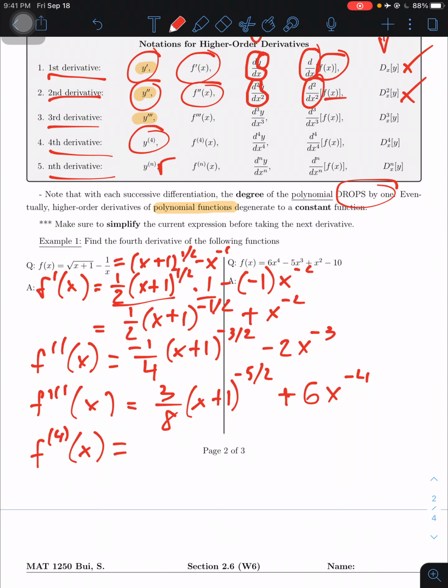And notice that I didn't write like 4 primes in there. I didn't write like 4 apostrophes in there, because it's not the good symbol for the fourth derivative. So make sure you are cautious about the symbol for the derivatives, okay?